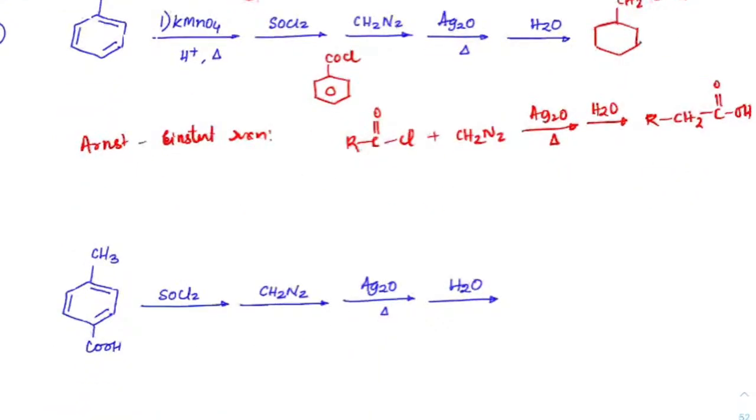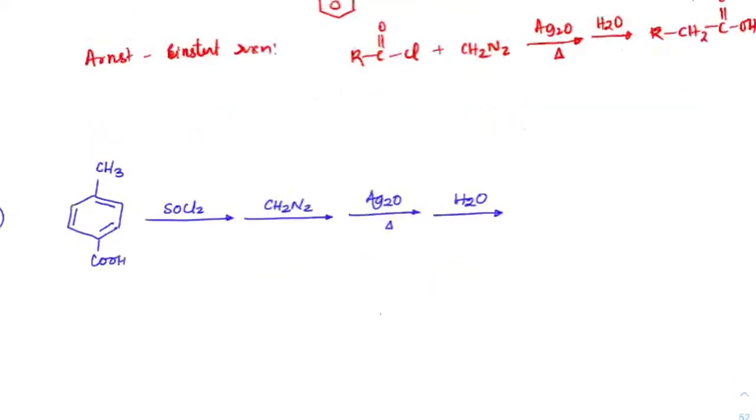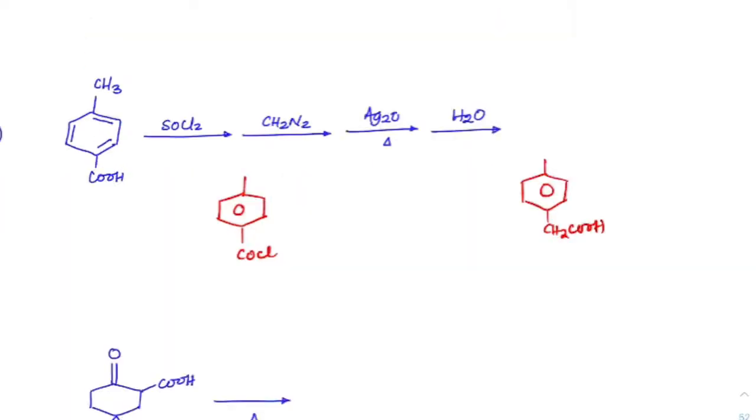Same is the case with the next one also. Correct. You can see here first SOCl2, this methyl will remain, we'll get COCl, and the rest is all that Arndt-Eistert reaction only. So the final product would be this with CH2COOH. Okay.